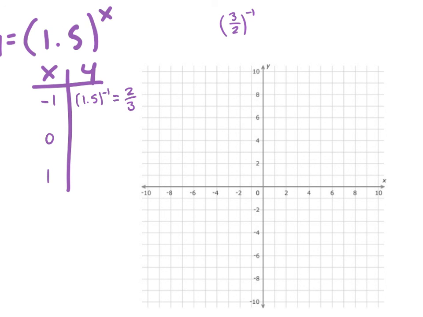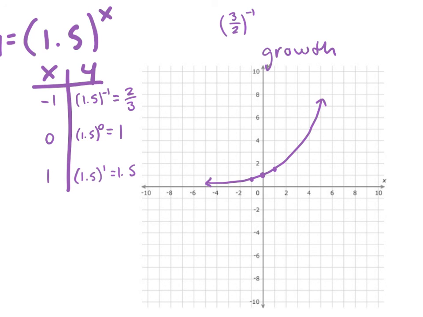So we go to the left negative 1 and up 2/3. What is 1.5 to the power of 0? 1. So we stay at 0, go up 1, and then what is 1.5 to the power of 1? 1.5. So we go to the right one, up 1.5. And then we connect our dots. Do we have exponential growth or decay here? Growth. Not only do we see that we're increasing for our graph, but we also started with a number that is bigger than 1.